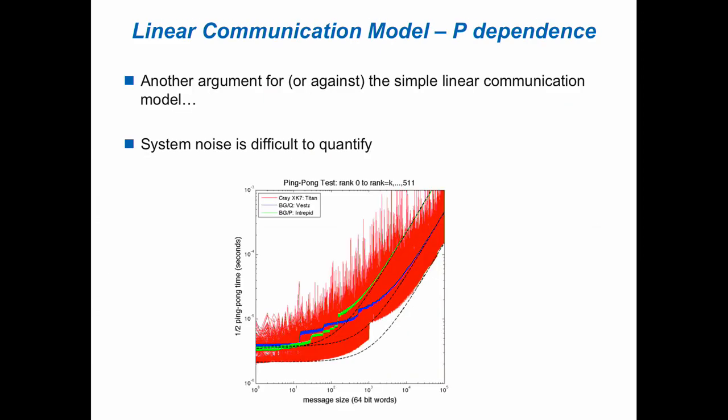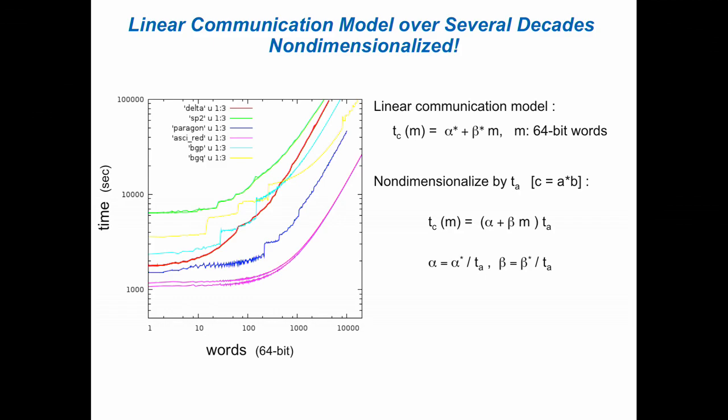One more thing. Another argument for, or maybe against, a simple linear communication model is that some machines have a lot of system noise on their ping pong tests. So these are ping pong tests over several decades, and they have all been non-dimensionalized by the rate at which I can do work, by the time it takes me to do a multiply. So this is basically the inverse of the flop rate on my code. You run your code with just one processor, find the saturated flop rate, take the inverse of that, that's your arithmetic time, and then you divide your alpha and your beta star, the physical ones, by that time, and then you have non-dimensional numbers.